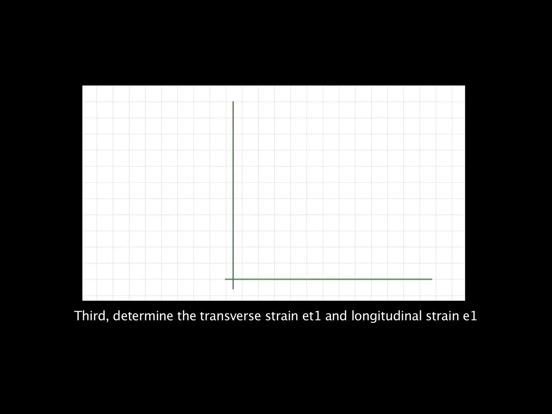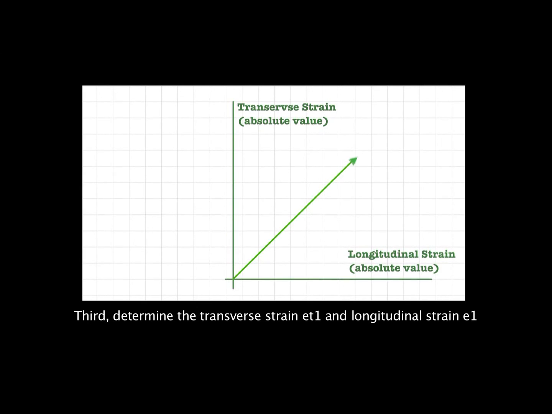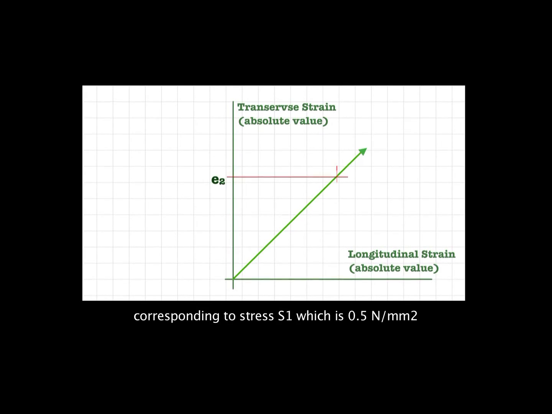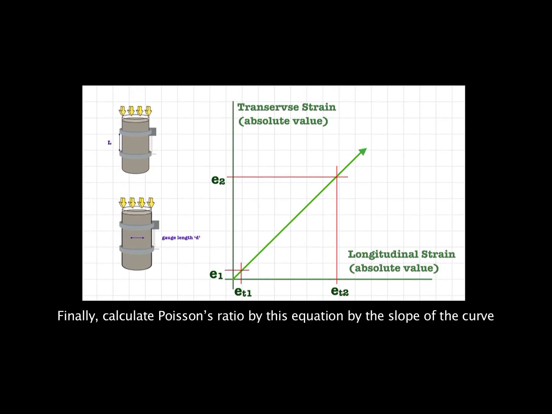Third, determine the transverse strain ET1 and longitudinal strain E1, corresponding to stress S1, which is 0.5 Newton per mm square. Finally, calculate Poisson's ratio by the slope of the curve.